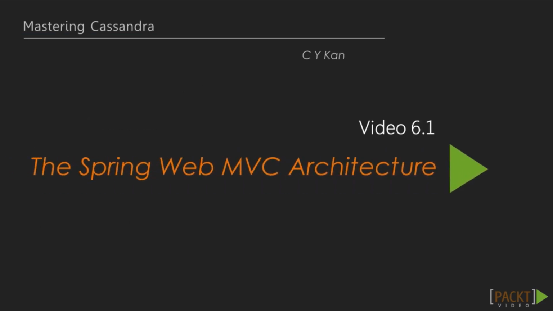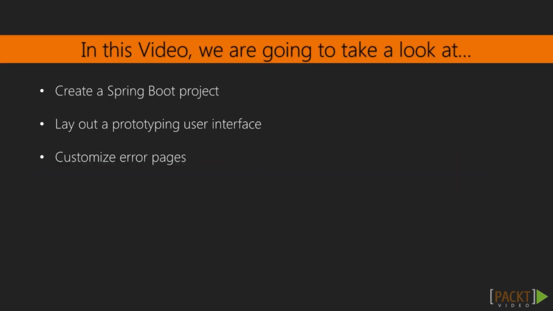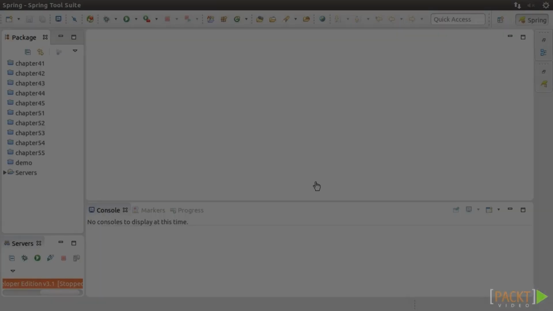First, let's create the Cassandra WebTrader web application project. In this video, we're going to use Spring Boot to simplify the web application project setup. We'll then mock up the web user interfaces with reference to the screen prototypes designed in the earlier sections. Also, we'll use WebMVC configuration to customize error pages instead of using the defaults.